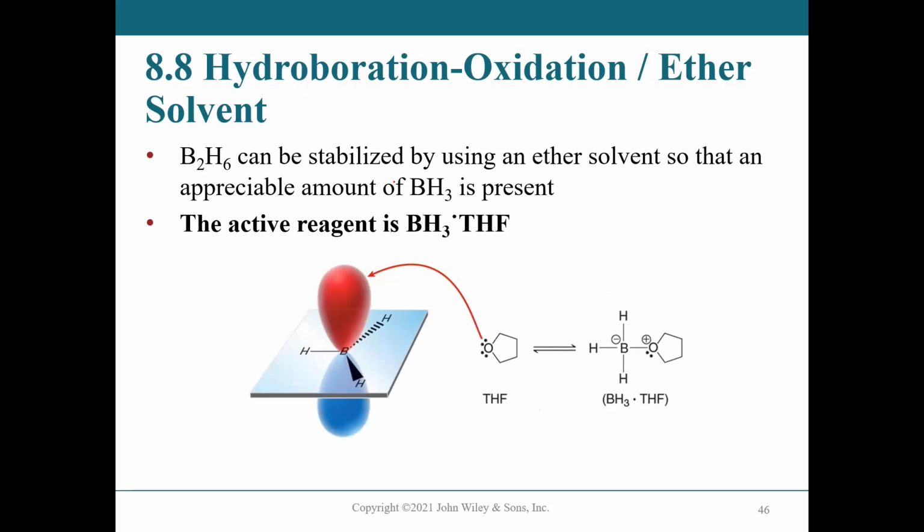So B2H6 can be stabilized by using an ether solvent so that an appreciable amount of BH3 is present. They're showing you THF, which is an ether. Remember, an ether is an ROR. Here's our O, here's our R, and here's another R. The active reagent is BH3 THF, and the only way you determine this stuff is experimentally in the lab.